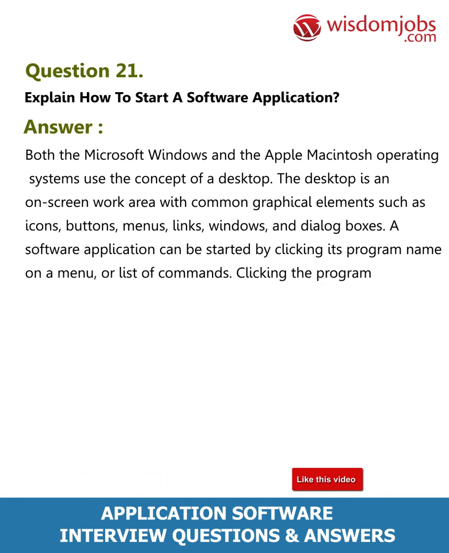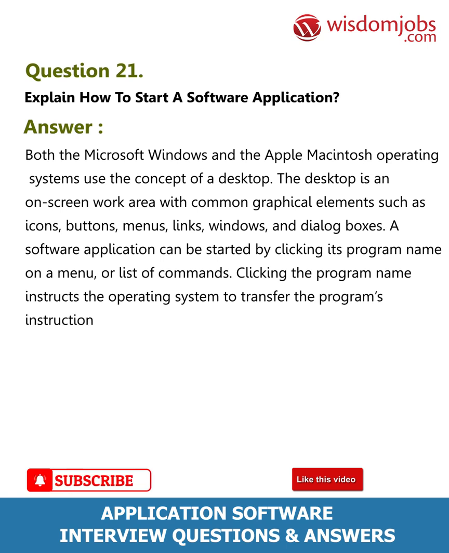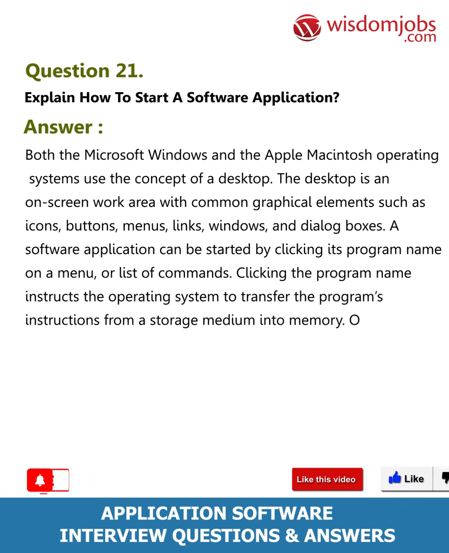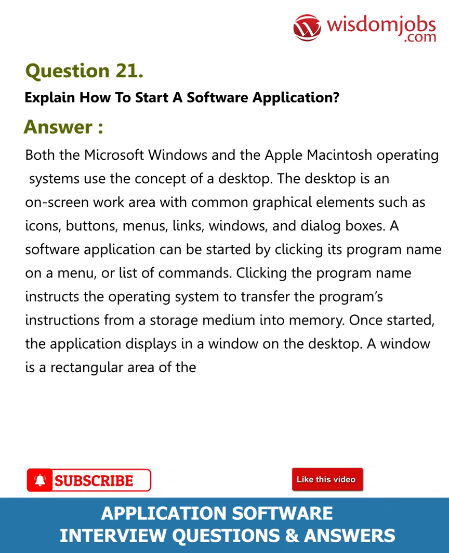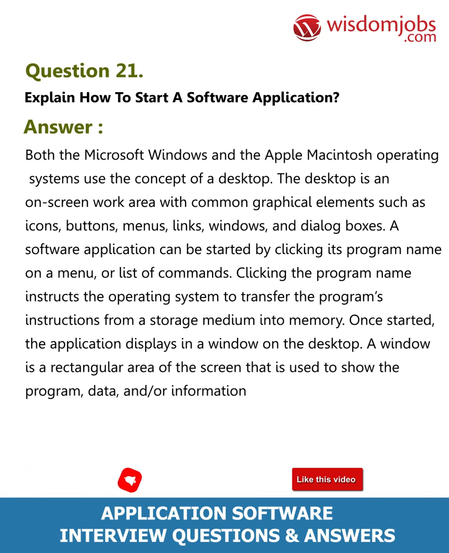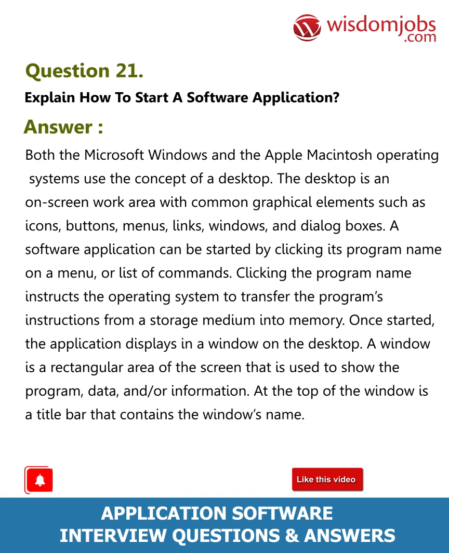Clicking the program name instructs the operating system to transfer the program's instructions from a storage medium into memory. Once started, the application displays in a window on the desktop. A window is a rectangular area of the screen that is used to show the program, data, and/or information. At the top of the window is a title bar that contains the window's name.